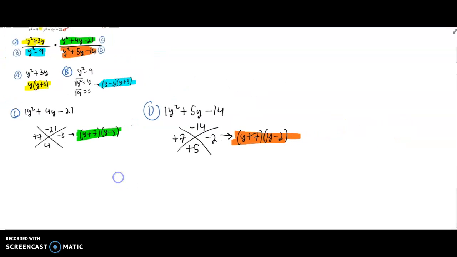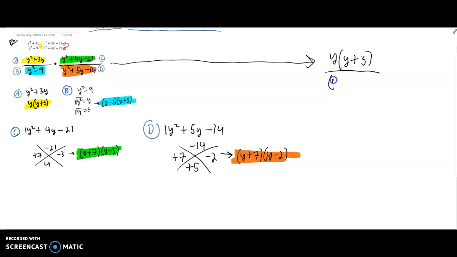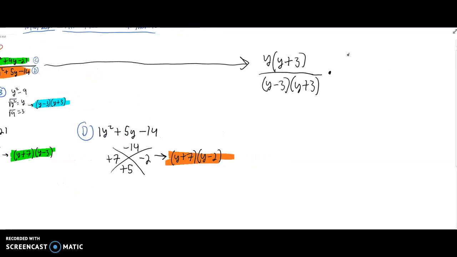Okay, great. We're ready to plug everything back in. So I'm going to do that over here. Give us some space. So in yellow, up top, I've got y times y plus 3. In blue, I have y minus 3, y plus 3. In green, I have y plus 7 and y minus 3. And in orange, I have y plus 7 and y minus 2.